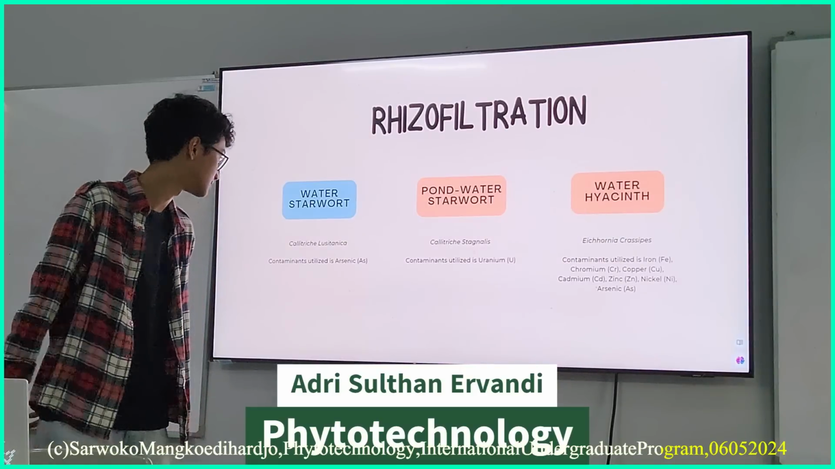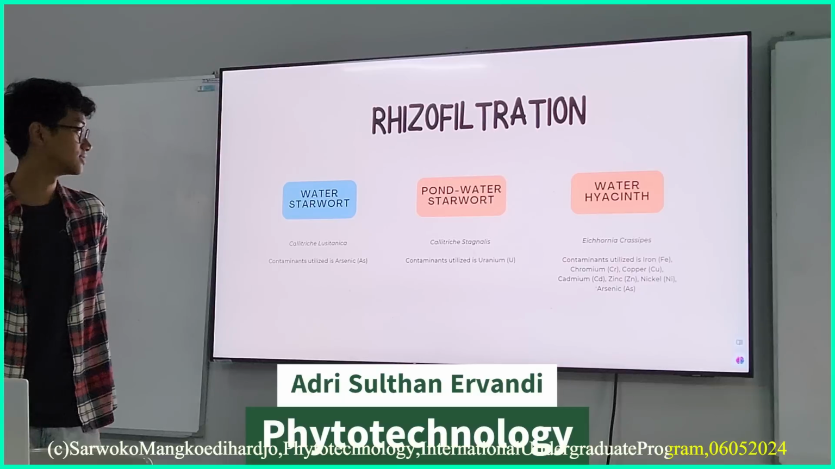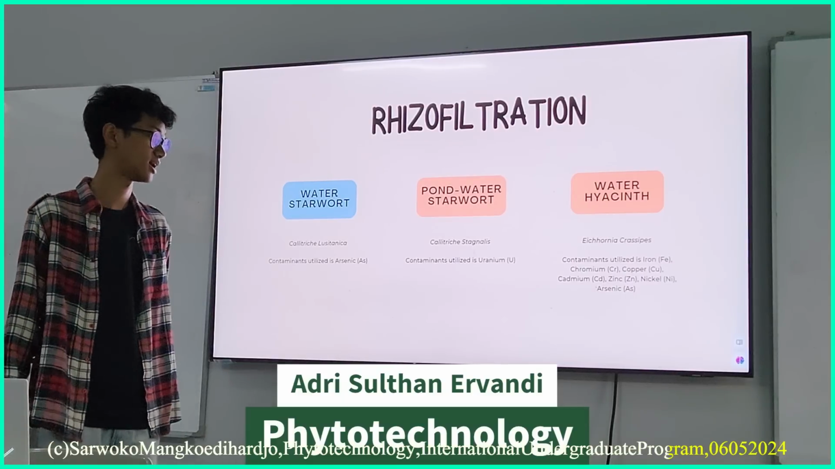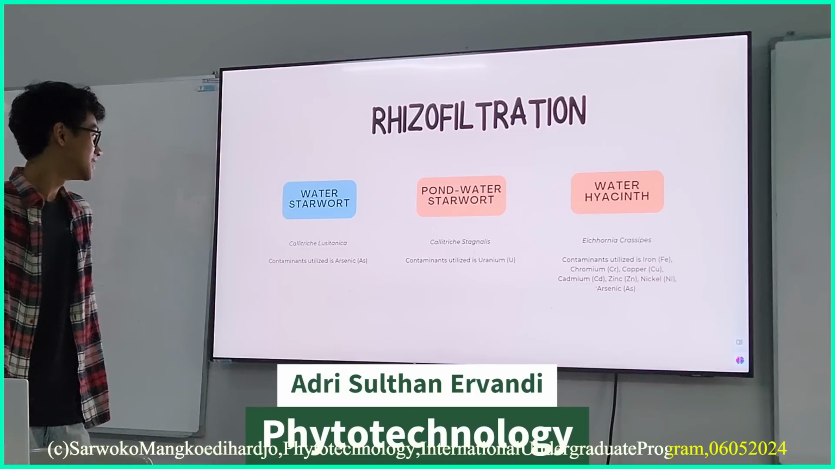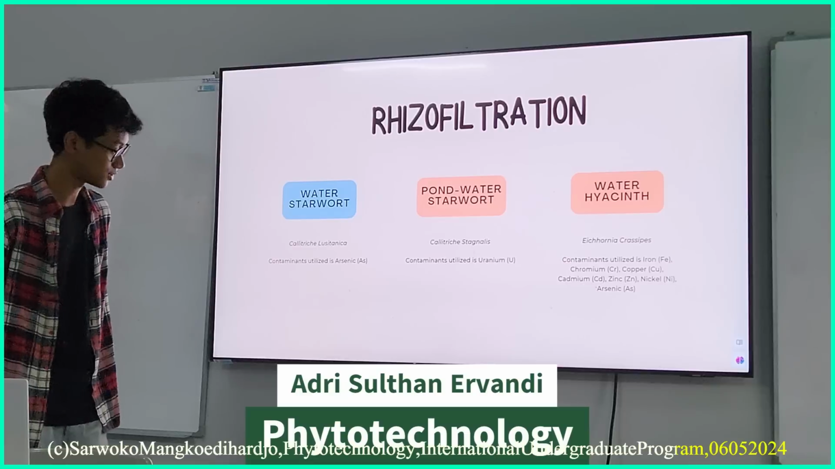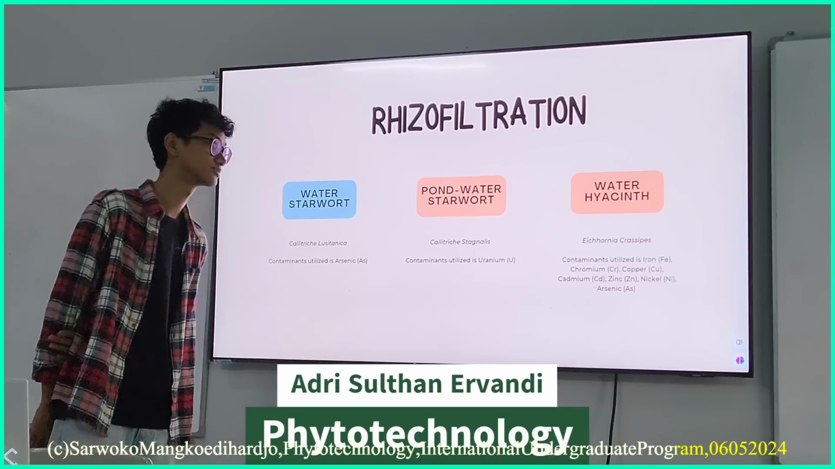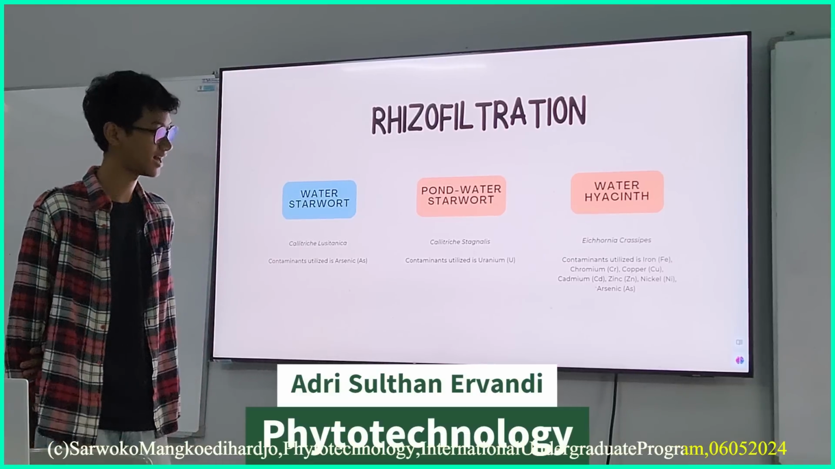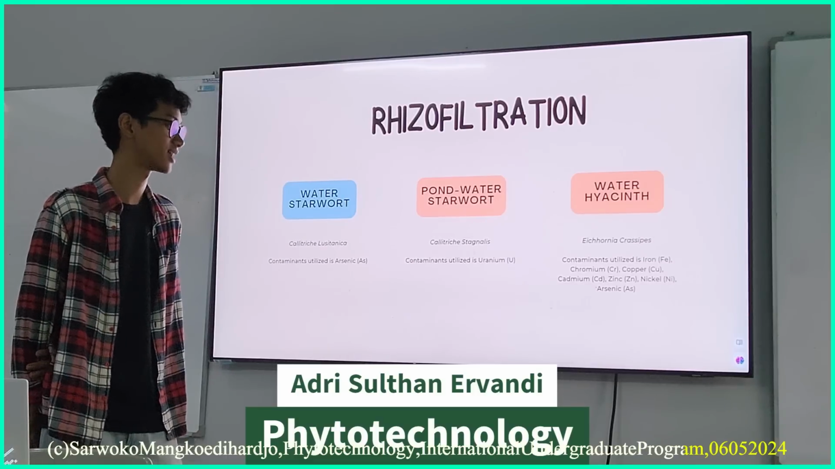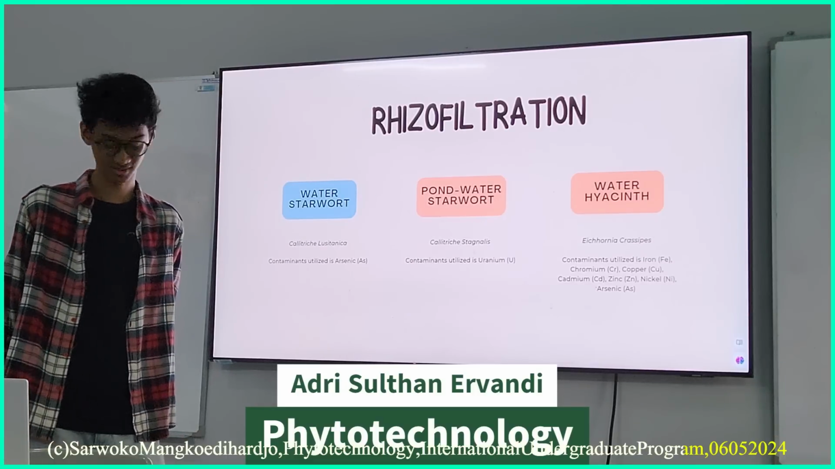For rhizofiltration, the examples are water starwort, pond water starwort, and water hyacinth. For water starwort, it uses arsenic, whereas pond water starwort uses uranium, and water hyacinth uses iron, chromium, copper, cadmium, zinc, nickel, and arsenic.